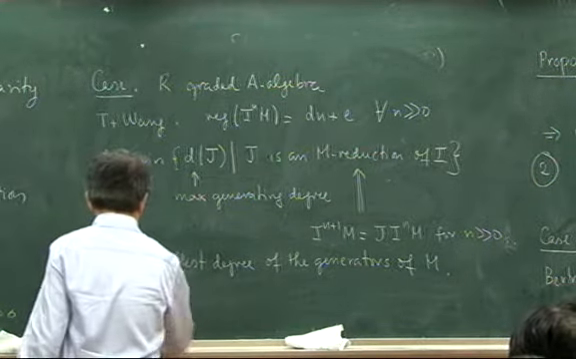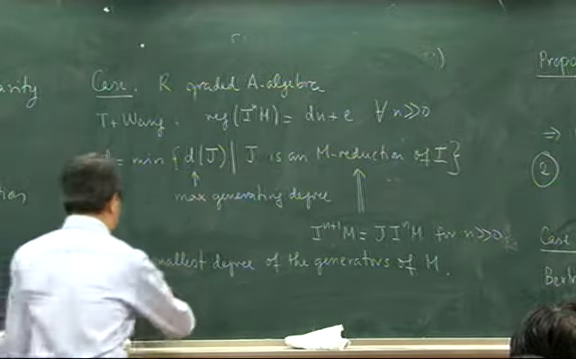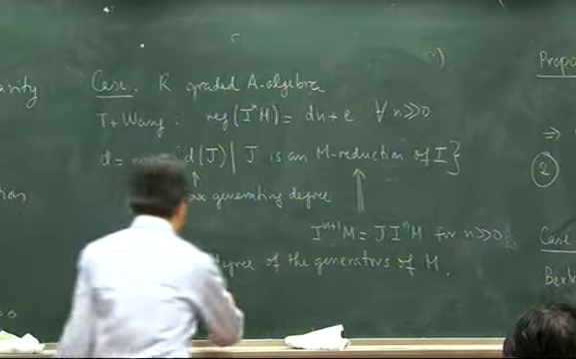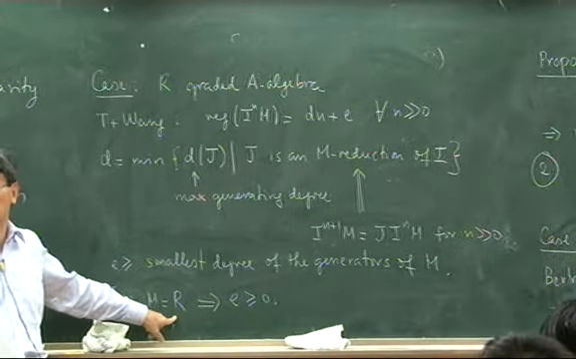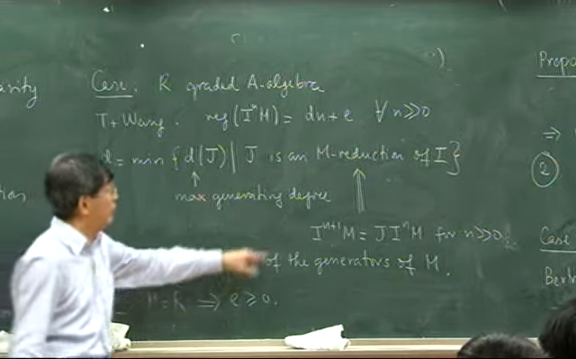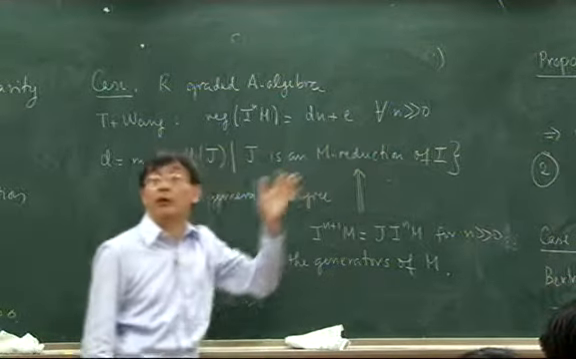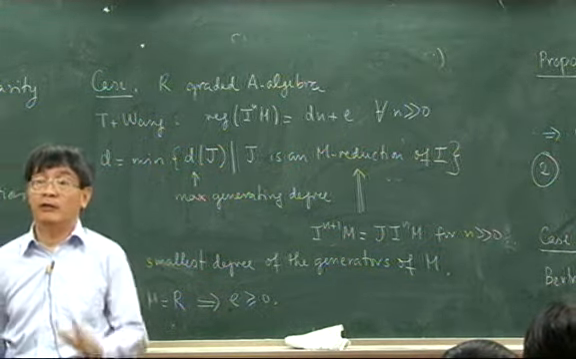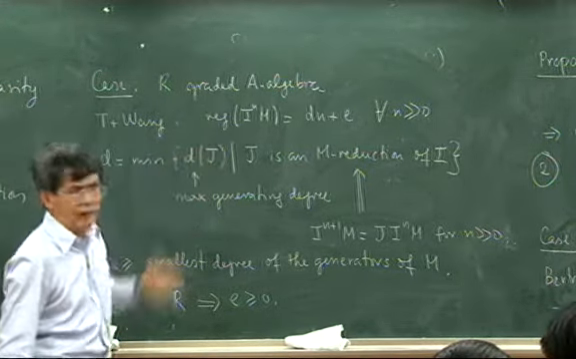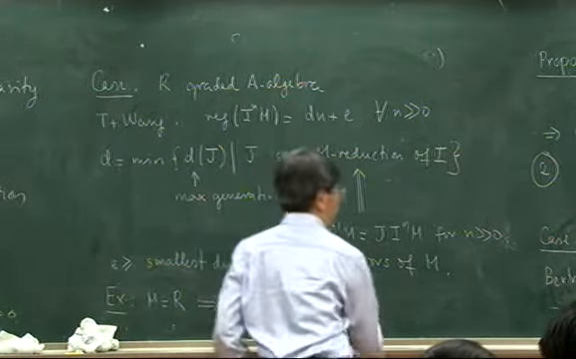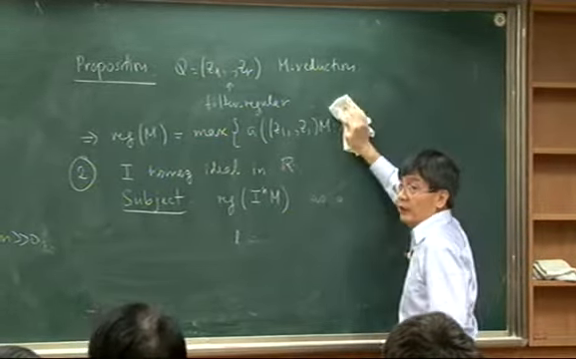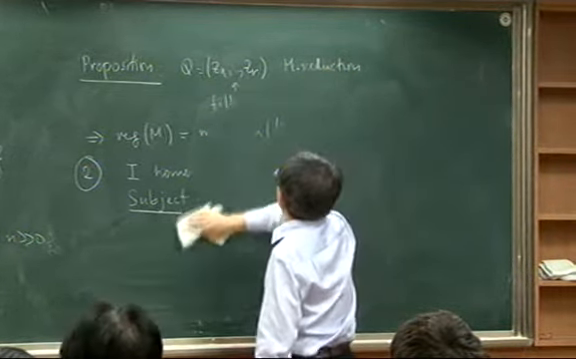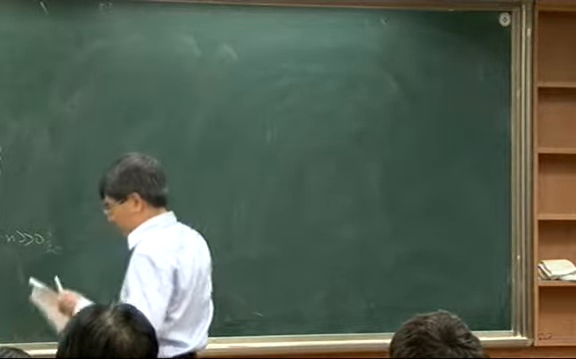So in the case where M equals R, it would imply that e is bigger than or equal to zero, because R is generated by the unit, which has degree zero. And so in this case this number e is always nonnegative if you consider the regularity function for an ideal. And you can ask why we extend it to modules. That is because in many cases, like if you consider the integral closure, you can reduce it to the case where you have to consider a module.